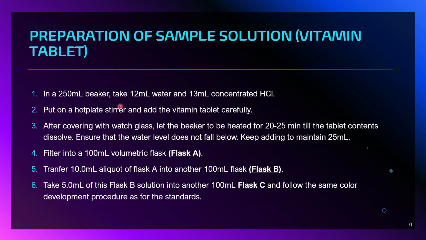So let's start with the preparation of the sample solution. In a 250 ml beaker, we will first take 12 ml water and then add 13 ml concentrated HCl. It will produce a 6 molar HCl solution that will be required to digest our tablet. After doing so, we will put the beaker containing 6 molar HCl on a hot plate stirrer and then carefully add the vitamin tablet into it. We will cover the beaker with a watch glass to prevent any splashing or excessive evaporation.